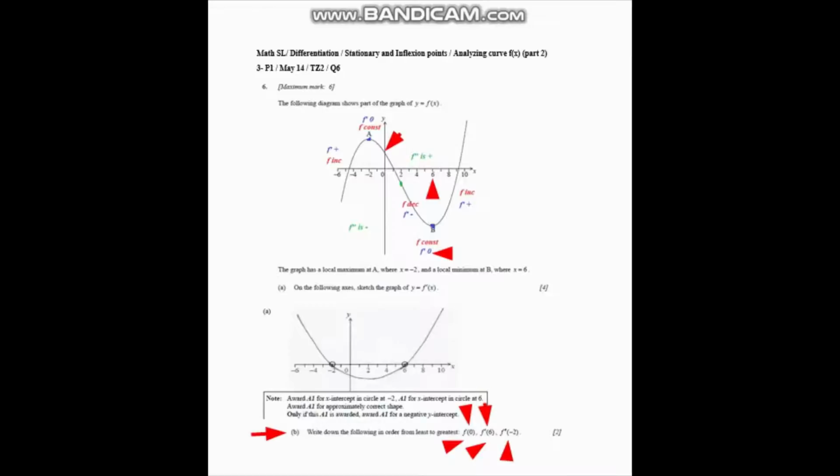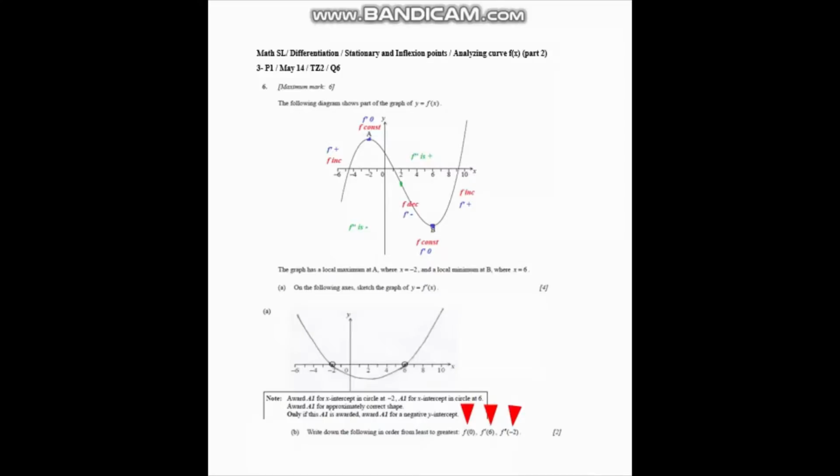What about f double dash of negative 2? f double dash of negative 2 is the value of f double dash when x equals negative 2. So this point lies in the region where f double dash is negative, because the curve is concave downwards. Hence, this third point is negative. So even though I don't know the exact values, I know that the first value is positive, the second is 0, the third is negative. Hence, it is easy to arrange them in ascending order.